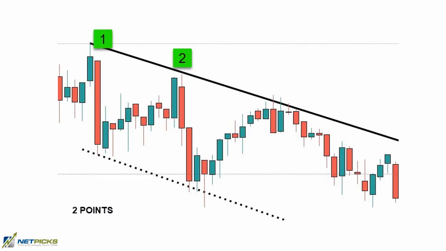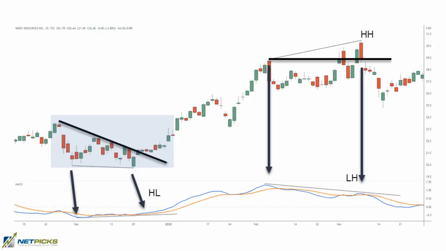Stock is in a downtrend. Find the most recent high point, connect it to previous high points. It's going to give you a downward sloping trend line. And again, you can use it to find trading opportunities if price comes back to it.